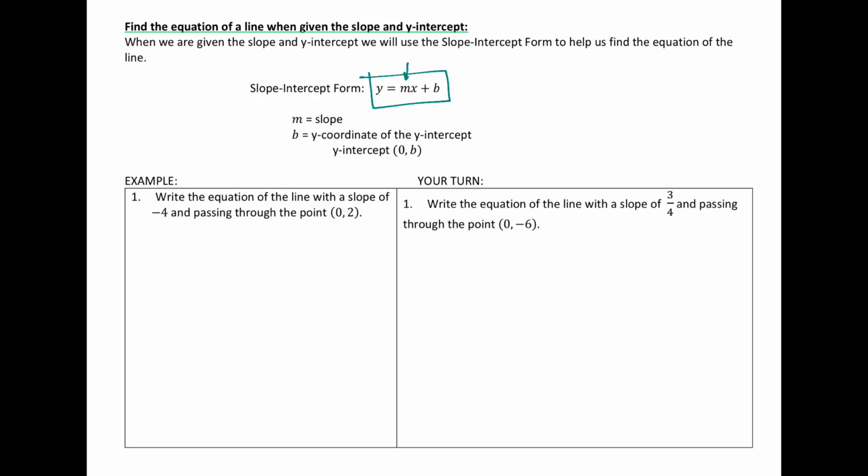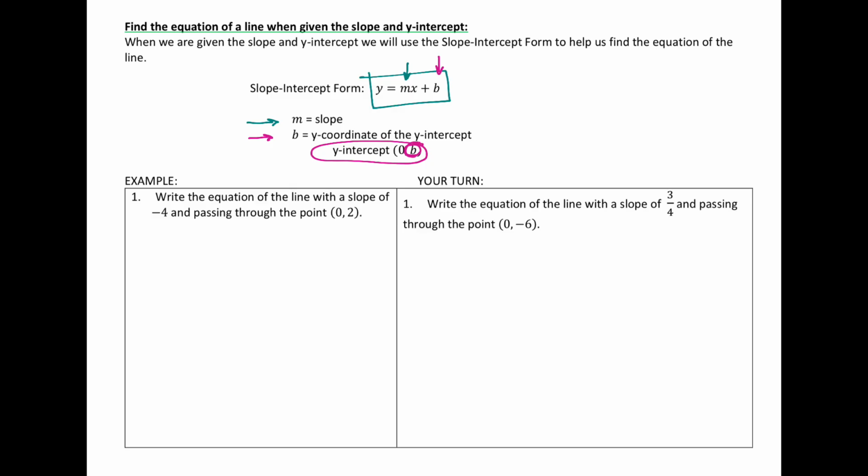Okay, so m is the slope, and b is the y-coordinate of the y-intercept. Because the intercept is an actual point, you only want the b value, not the 0, right?